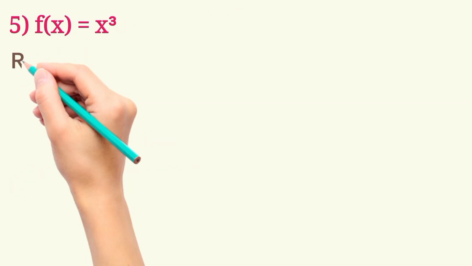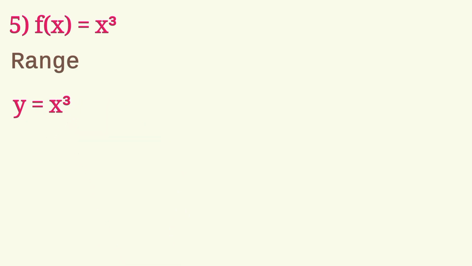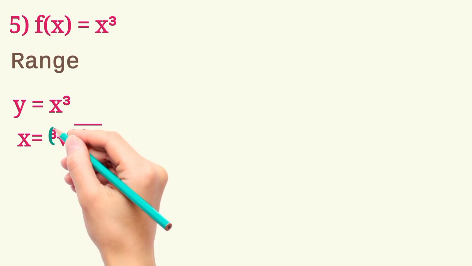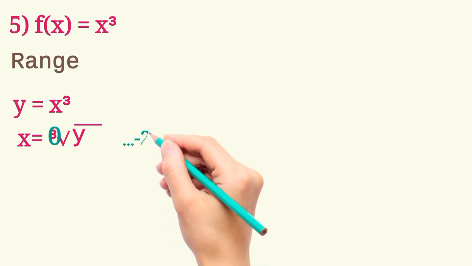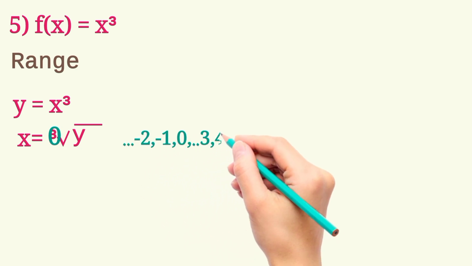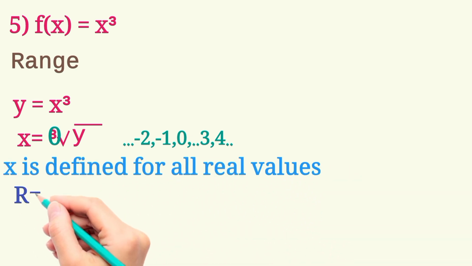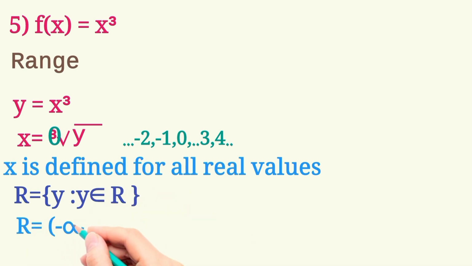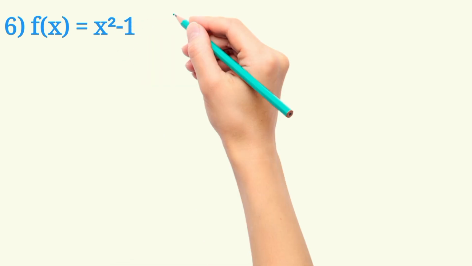Now for the range, we will replace f(x) with y. So y is equal to x cube. Now x is equal to cube root of y. Here we have cube root, which is odd indices. So here y can take any value, that is minus 2, minus 1, 0, 3 or 4. x will always be defined for all real values. Range of the function will be y is such that y belongs to R, or R is minus infinity to infinity. Now question 6 is f(x) is equal to x square minus 1.